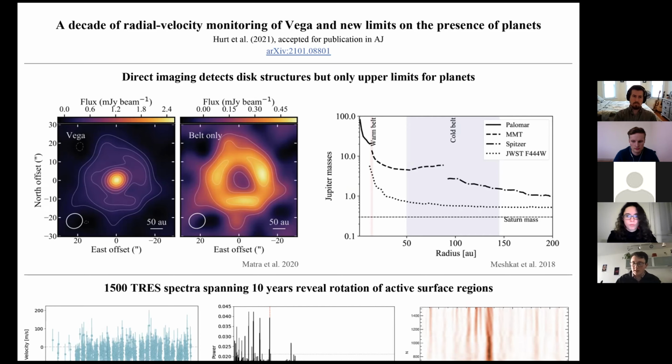Additionally, this means that the projected rotational velocity is quite low, and we are able to avoid a lot of problems like rotational broadening that are quite common to a lot of A-type stars.